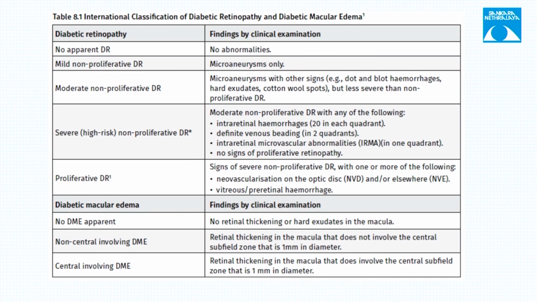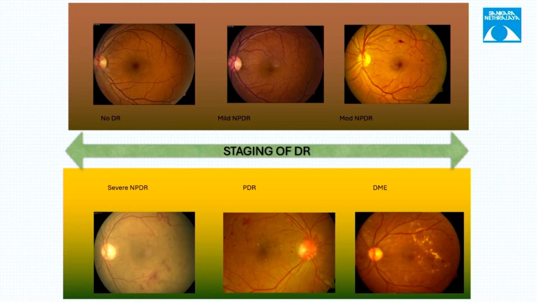A common question, a favorite question, is the 4-2-1 rule. 4 means 4 quadrants, 2 means venous beading, and 1 is IRMA in at least 1 quadrant. And then, of course, you have proliferative diabetic retinopathy. Now, diabetic macular edema: with the advent of anti-VEGF injections, most of our treatment is based on OCT. So you have these newer classifications when there is no diabetic macular edema, non-center involving, and center involving diabetic macular edema. And I'll just show you the images.